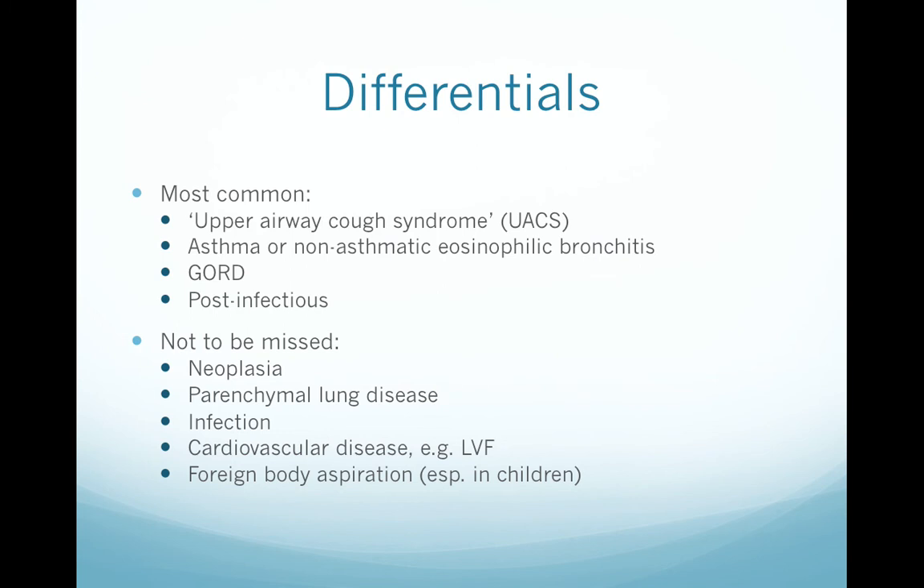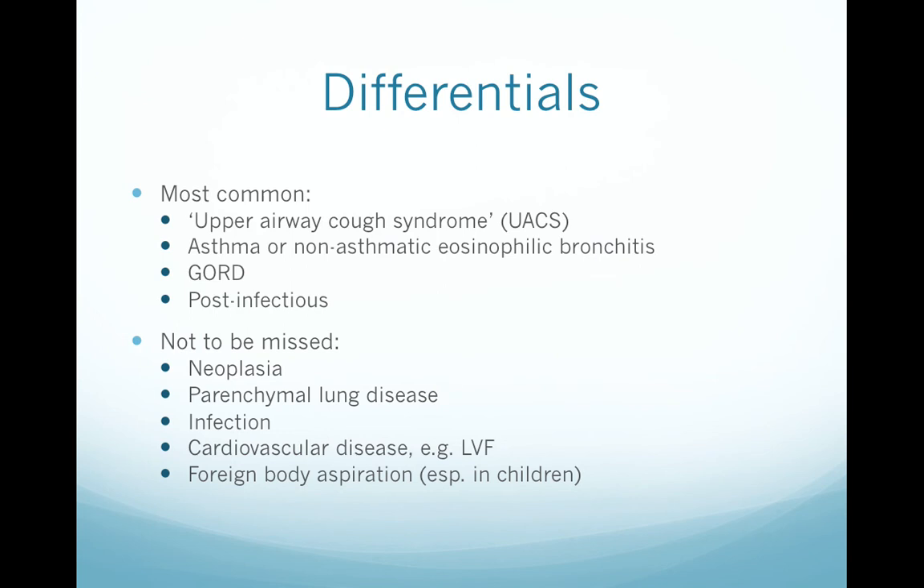The most common causes of chronic cough are listed in the top 4 there. Upper airway cough syndrome used to be referred to as postnasal drip and encompasses allergic sinusitis, chronic rhinosinusitis and bacterial sinusitis. And obviously a few other common causes of cough include asthma, reflux and post-infectious cough.